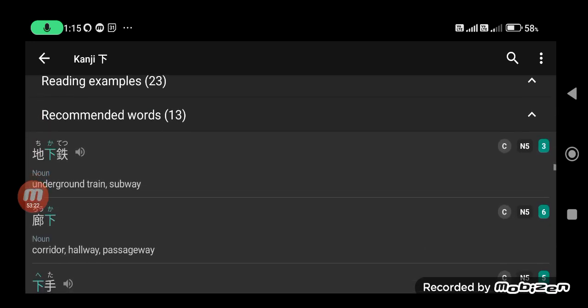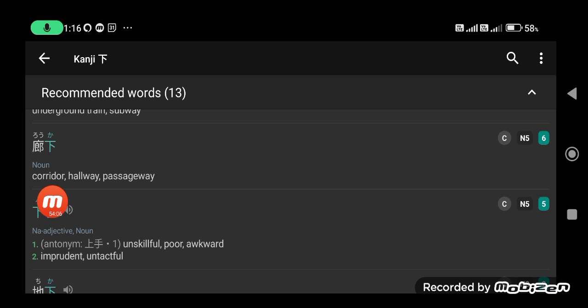So, a reference word. Chika is underground. Tetsu is iron, but usually it would mean the iron used in railroads. So tetsudo is a railroad, but usually Japanese people love to use abbreviations. So chikatetsu is an underground train. Chika is underground, and tetsu is an abbreviation of tetsudo, referring to the iron metal used in railroad tracks. So chikatetsu is an underground train.